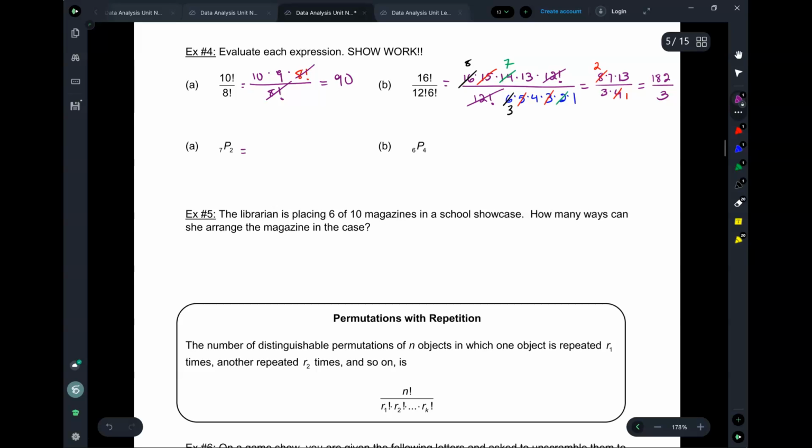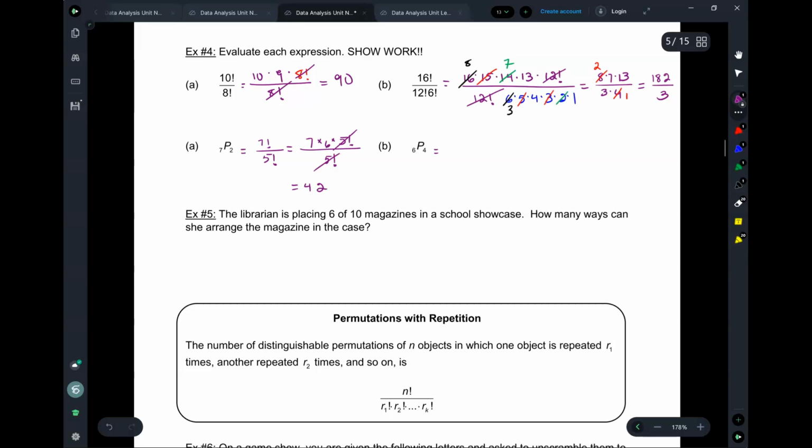7 taken 2 at a time. So 7 factorial over what? 7 minus 2, which is 5 factorial. So this is 7 times 6 times 5 factorial over 5 factorial, 42.